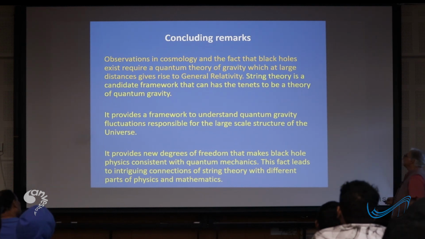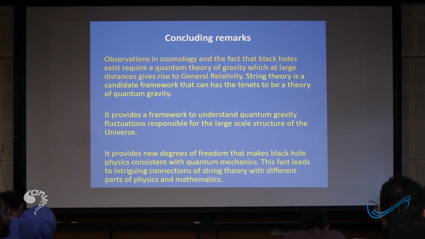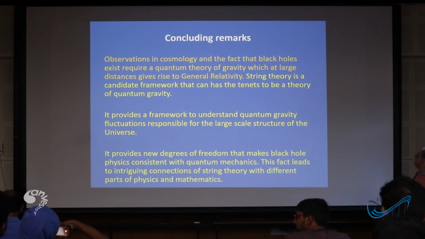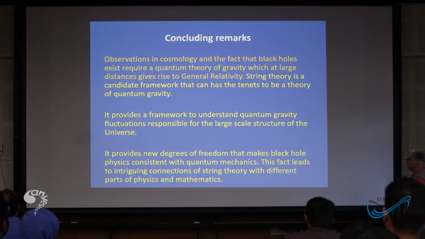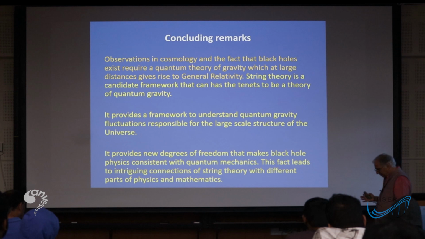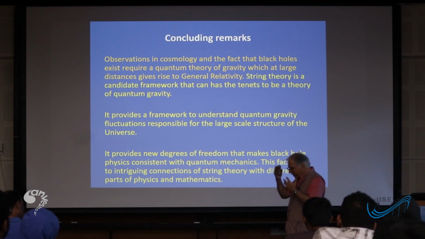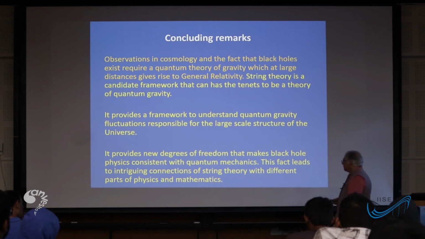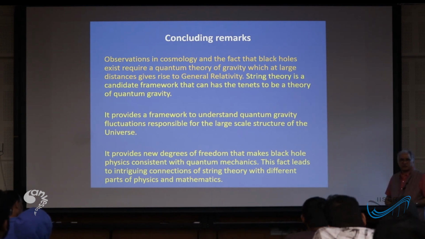I've been emphasizing to you that observations in cosmology and the fact that black holes exist require a quantum theory of gravity, which at large distances gives rise to general relativity. And I mentioned that string theory is a candidate framework that has the tenets to be a theory of quantum gravity. This is what it will provide. I said this before also, but its redundant truth should not bother us. That this framework is very important for cosmology and also for black hole physics. And you know, this string theory framework is a new way of looking at physical theory, which makes a connection between many parts of physics and mathematics, as I have illustrated to you.